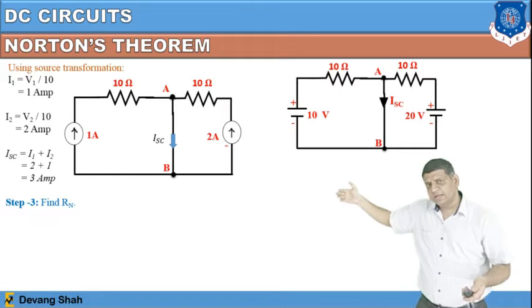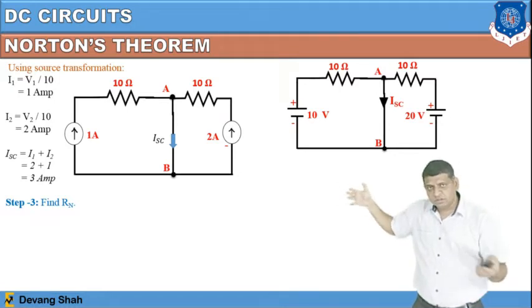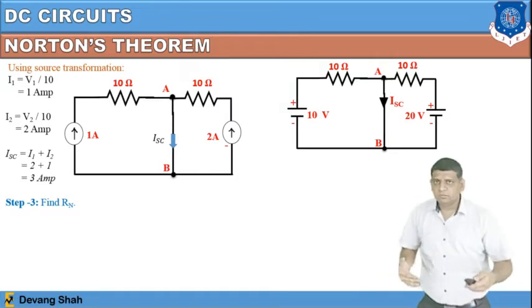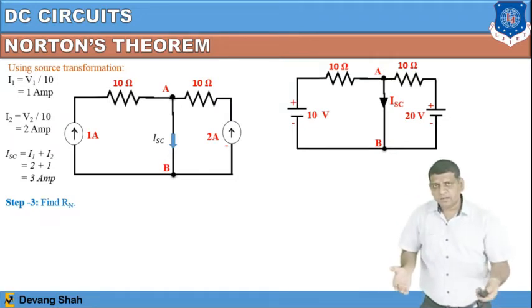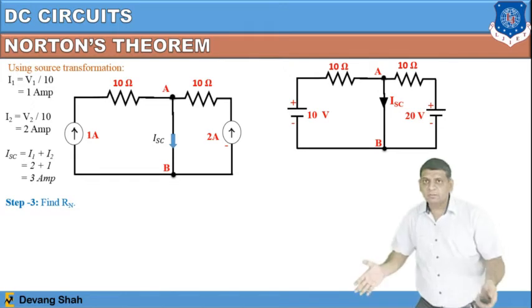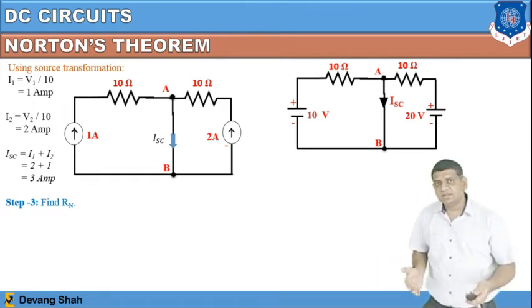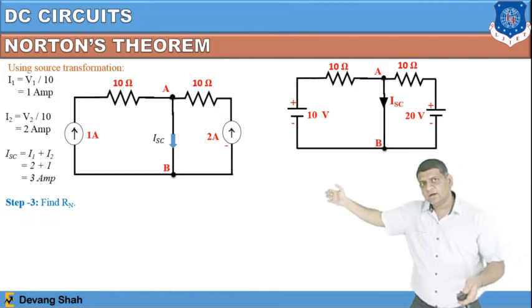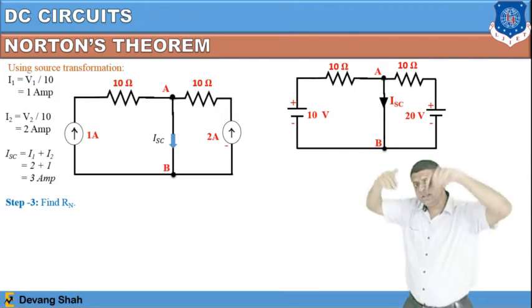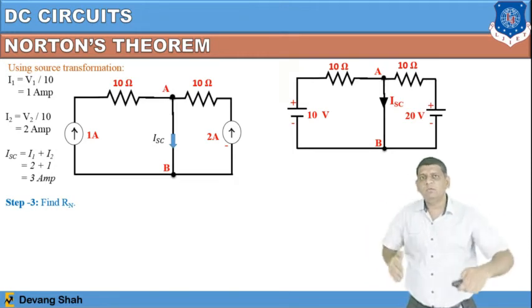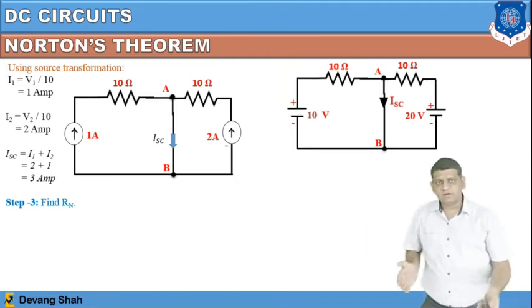So you can also utilize this, you can simplify this network by that way, or you can also use some voltage divider method here, or current divider method here, you can find ISC. So by this way you can also find the total ISC, that would be 1 ampere current and 2 ampere current. These two are ultimately meeting at the terminal A and B, right? So my ISC current would be 1 ampere plus 2 ampere, so that would be a 3 ampere.